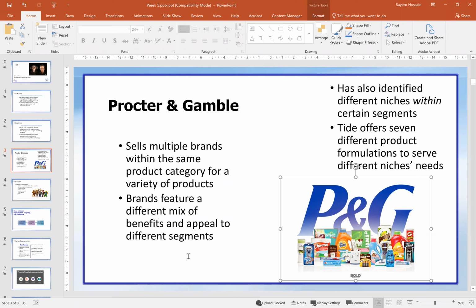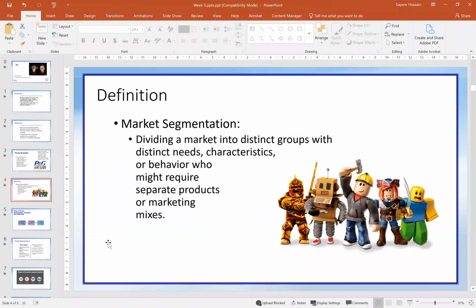Brands feature a different mix of benefits and appeal to different segments. So when a marketer or a business is selling their product to multiple different consumer groups, that is one important thing to keep in mind: you're not selling to the same consumer group. There are multiple different types of consumer groups that exist. So with that, we will start with the concept of segmentation.